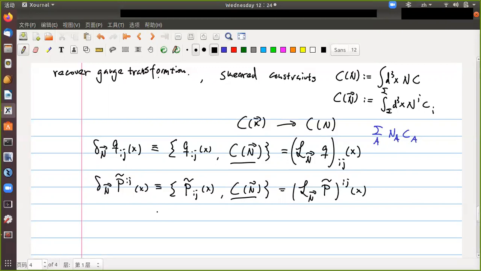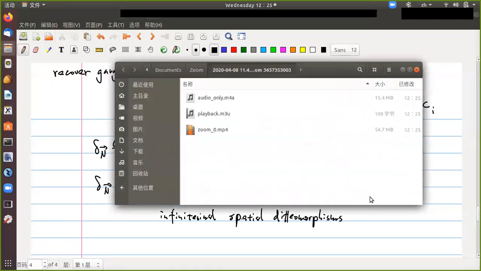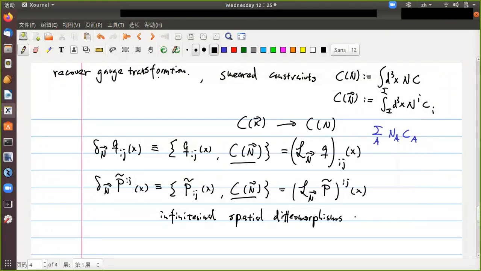So it is just the infinitesimal spatial diffeomorphisms on sigma. They are spatial because this n vector is a spatial vector. The index i only goes from 1 to 3.